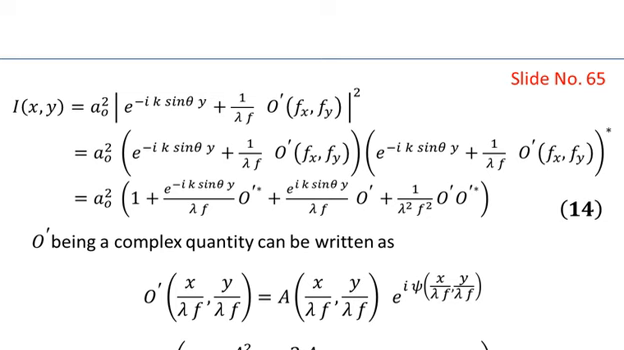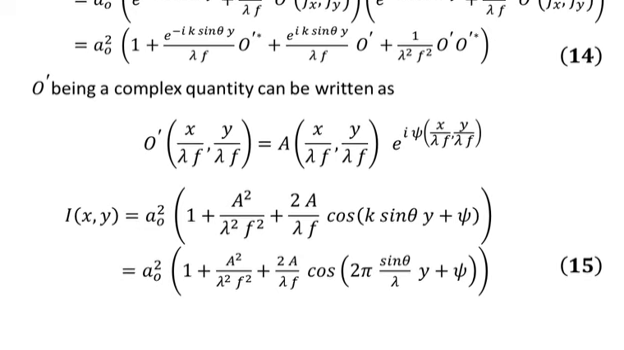And you see that here we have I of x is equal to a naught square, and within the parentheses we have 1 plus e to the power minus iota k sine of theta into y over lambda f, multiplied by O prime conjugate, plus e to the power iota k sine of theta into y over lambda f multiplied by O prime, plus 1 over lambda square f square, and multiplied by O prime and O prime conjugate. So this is the last step of equation number 14.